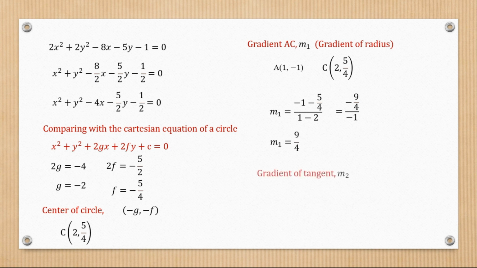So now that we know that, we can now find the gradient of the tangent M2. So we know that since the tangent is perpendicular to the radius, we can actually find the gradient of the tangent from the formula M1 times M2 is equal to -1. So we shall have it this way. So m2 shall be equal to negative 4 over 9. So that's what you get when you divide negative 1 by 9 over 4.